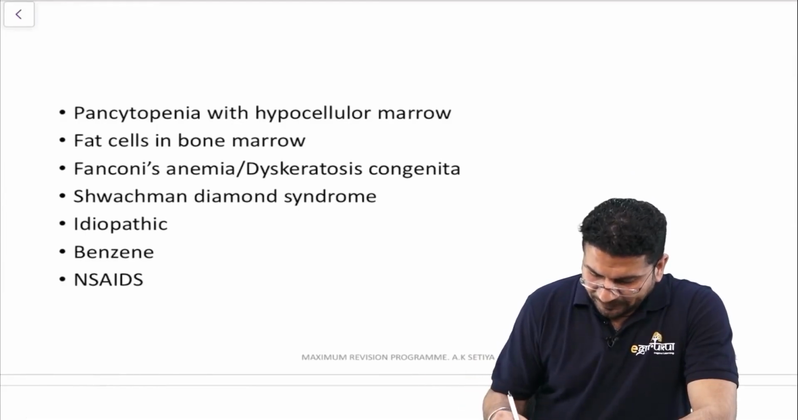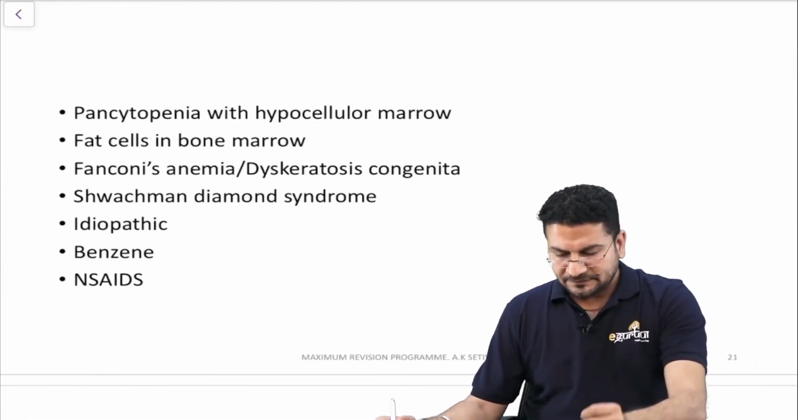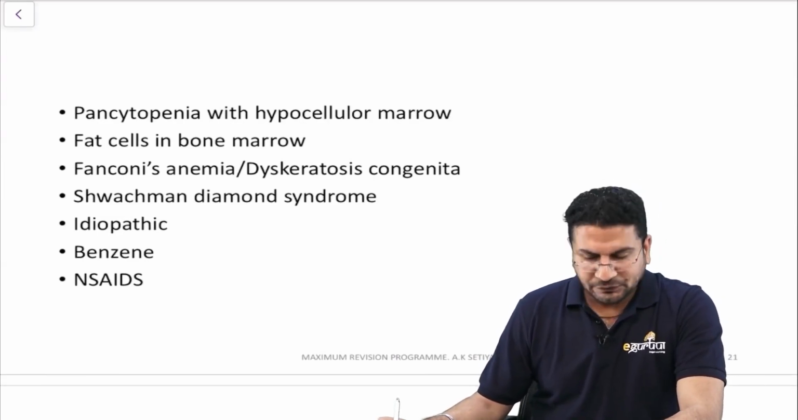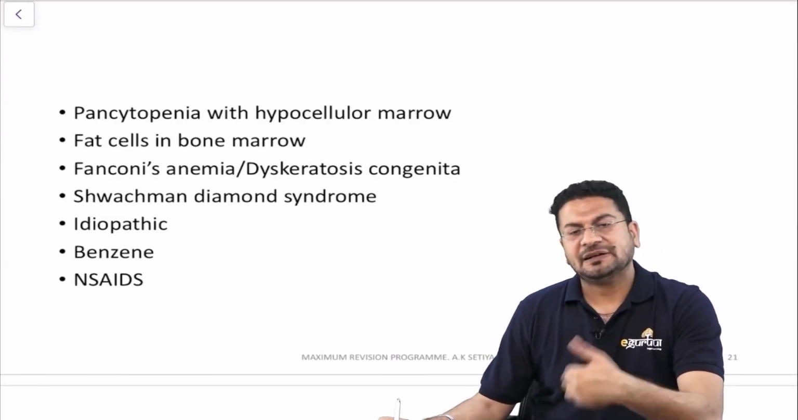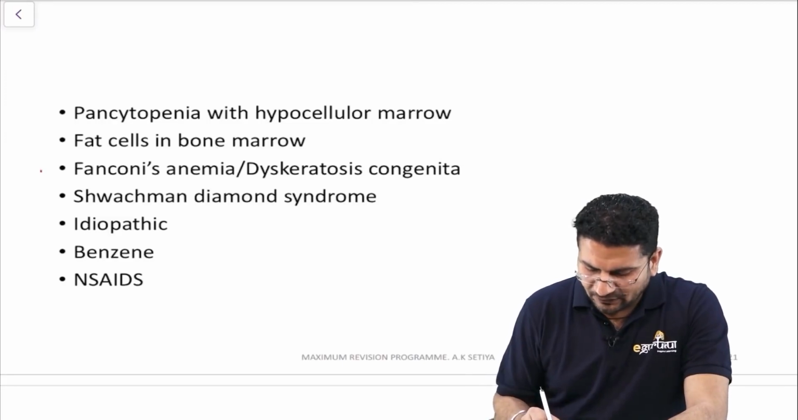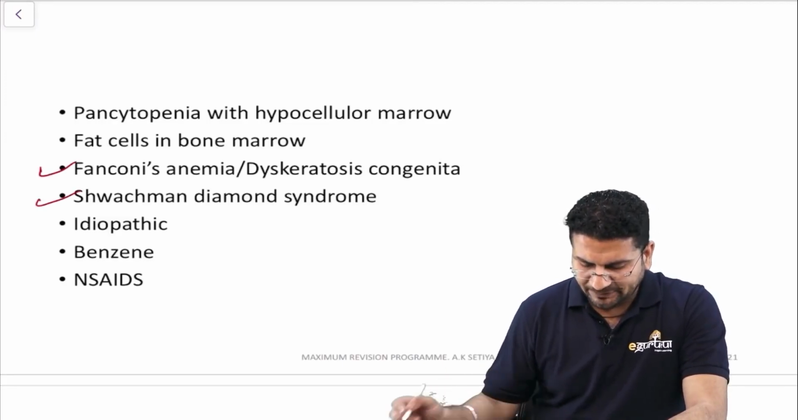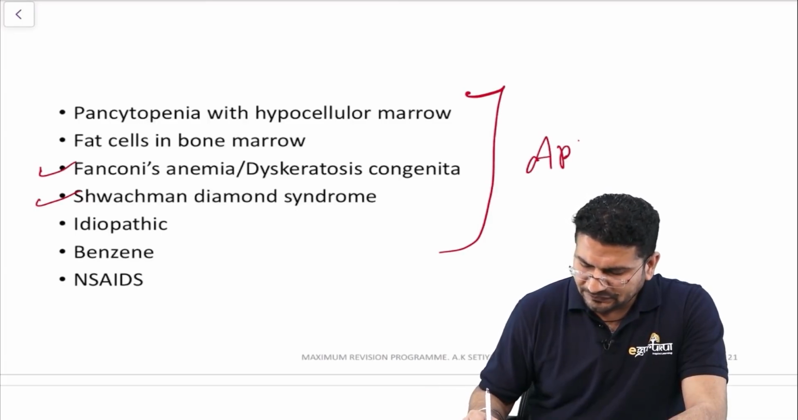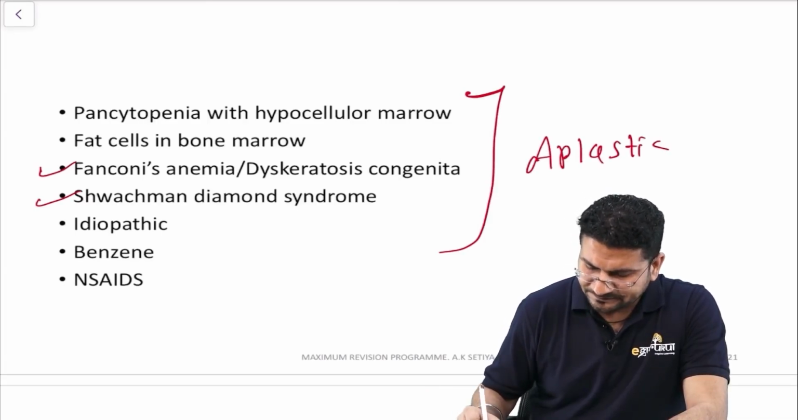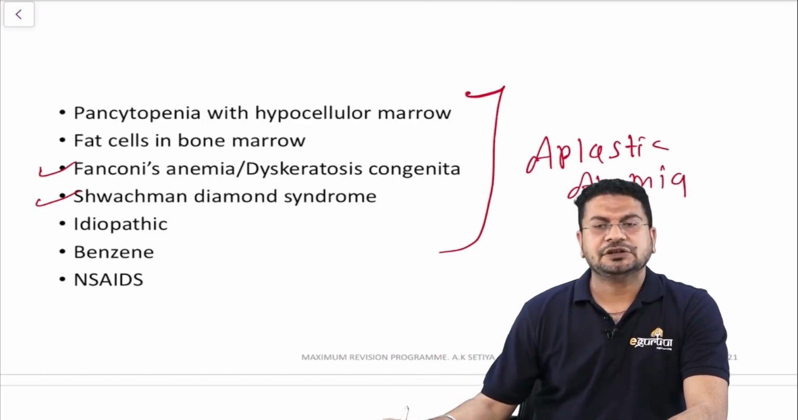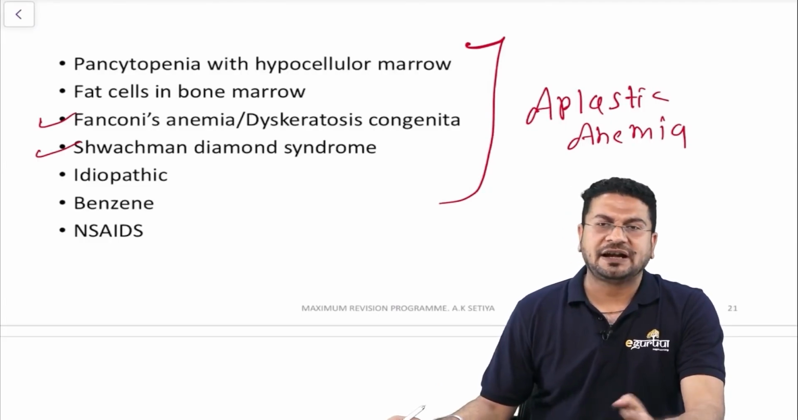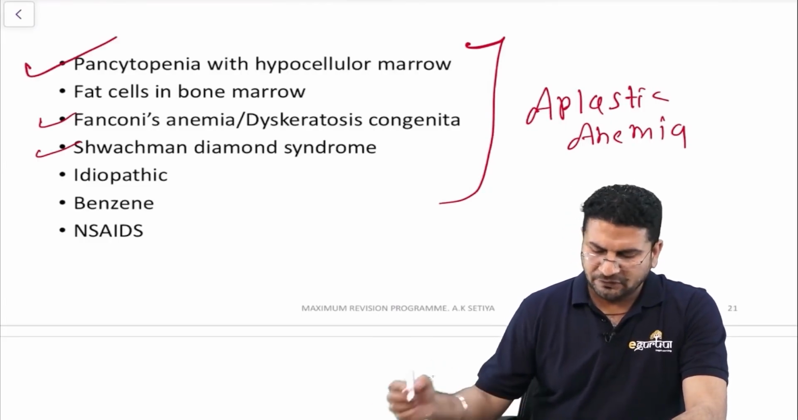There is pancytopenia. All cells are decreased with hypocellular marrow. You will see only fat cells in the bone marrow, because hematopoietic stem cells are gone. The congenital causes are Fanconi's anemia and Shwachman-Diamond syndrome; it can be idiopathic or due to NSAIDs. These are MCQs suggestive of aplastic anemia. In bone marrow aspiration, you will find a dry tap. In bone marrow biopsy, you will find pancytopenia.